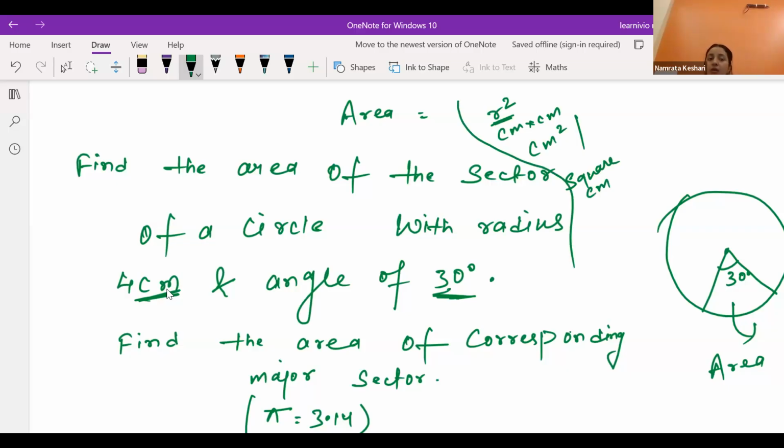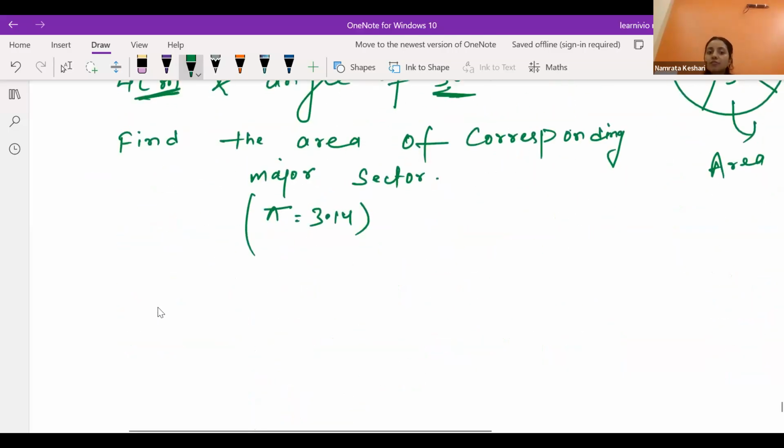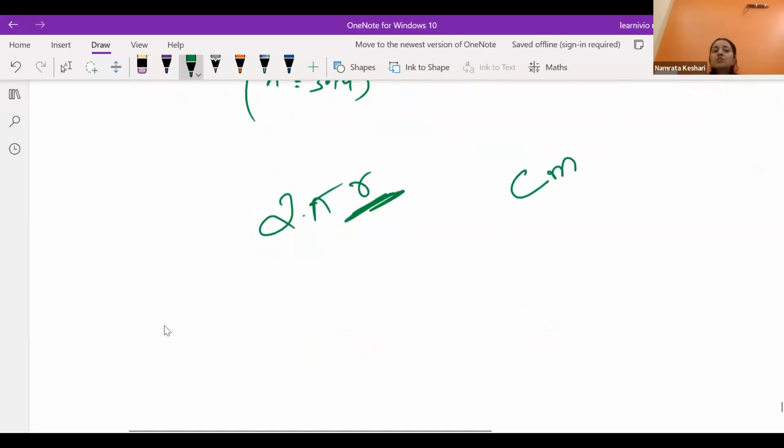However, for perimeter, we write only centimeter. If you are finding perimeter, 2 pi r, only one r is there, so the unit will be only centimeter. Whenever we measure the perimeter of any shape, we are just measuring distances. So we must be clear with area and perimeter.